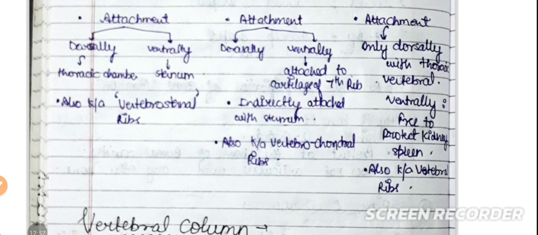Vertebro, they are attached to the vertebral column. Chondral, what is the meaning of the word chondral? Chondral is a word which is related to cartilages. So when we say vertebro-chondral ribs, they are dorsally attached to the vertebral column and ventrally attached to the cartilage of 7th rib.